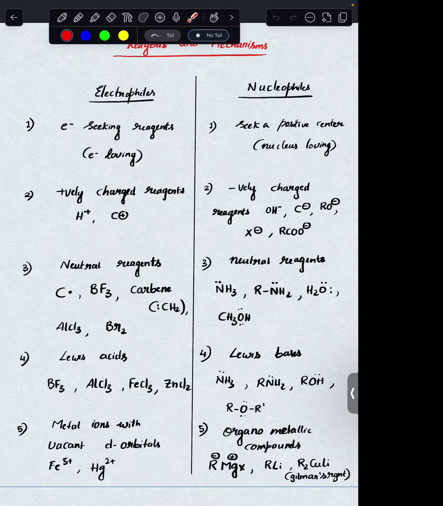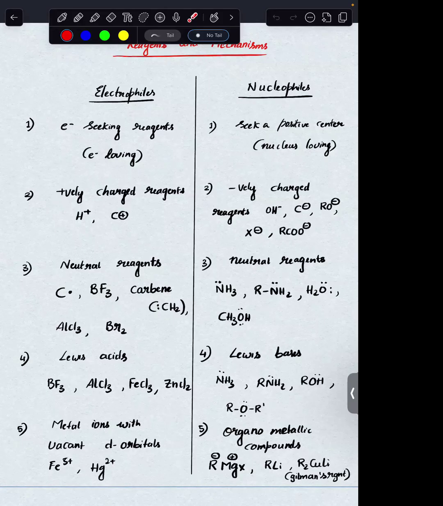Electrophiles are electron loving species or the electron seeking reagents, or they are electron deficient species. As they are electron deficient, hence they are going to seek the electrons. Nucleophiles seek positive center, or they are electron rich species, or they are nucleus loving species. In general, electrophiles are positively charged reagents like H positive, carbocation.